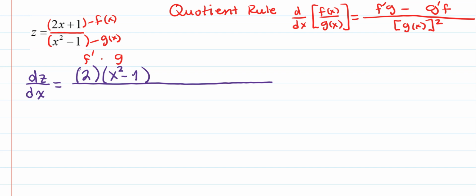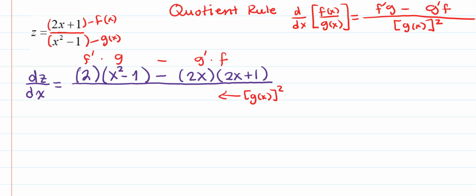And then now we would say minus the derivative of g multiplied by f, and then all divided by g of x squared down there. Okay, so that's the plan. So we have minus the derivative of g, which is the derivative of x squared, which is 2x, and then the derivative of 1 is 0, so it's just 2x, multiplied by f, which would be 2x plus 1, all divided by the denominator squared, which would be x squared minus 1, and then squared.